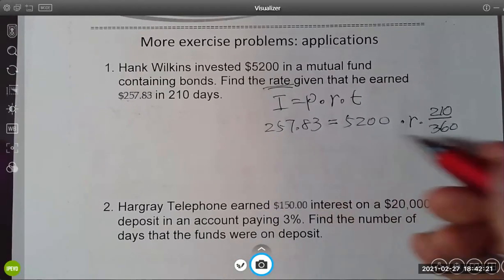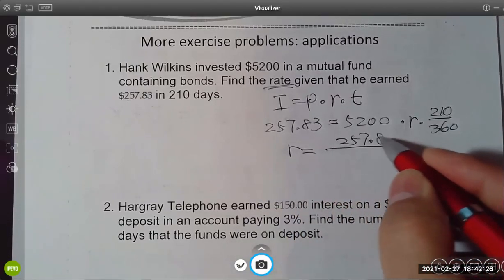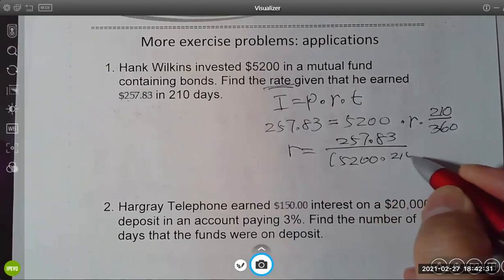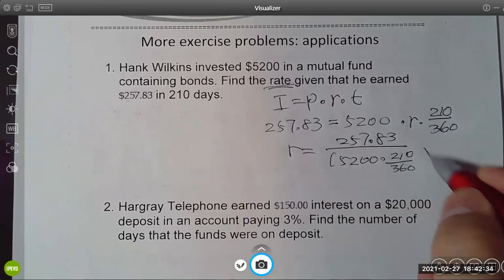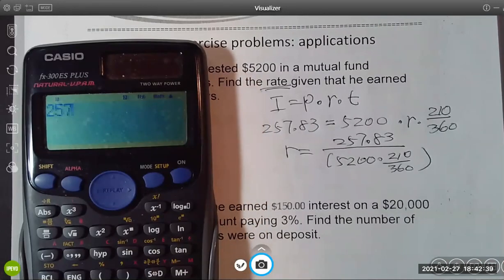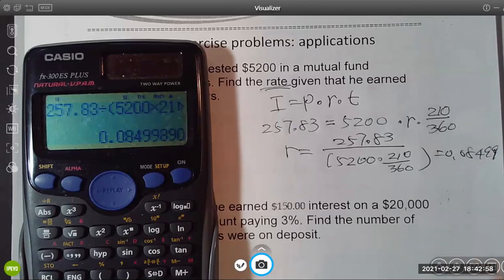You can see this is all the story, right? R equals 257.83 divided by 5,200 times 210 over 360. So let's do the calculation. 257.83 divided by parentheses 5,200 times 210 divided by 360. Yeah, everything is good. I got 0.08499. And we need interest rate.